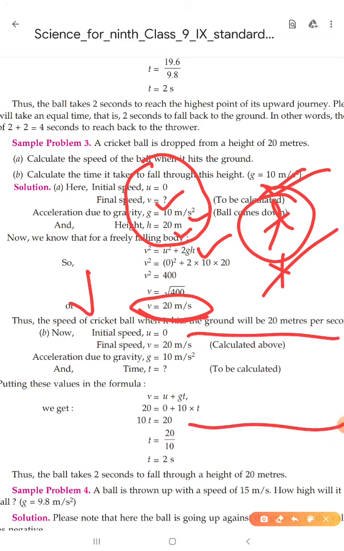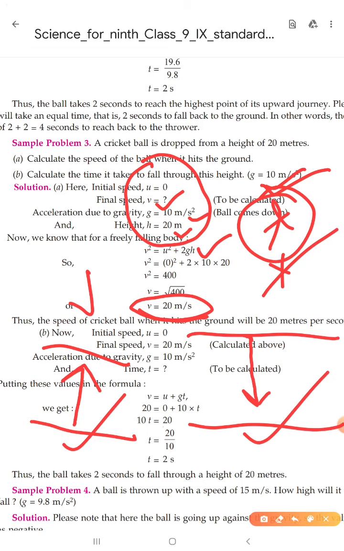And I am saying again that if a ball or an object moves towards the earth, its speed regularly increases. It means that acceleration should be positive. And if the ball is going upwards from the earth, it means that its speed is regularly decreasing. It means acceleration is negative. So in this case acceleration is negative, in this case acceleration is positive.